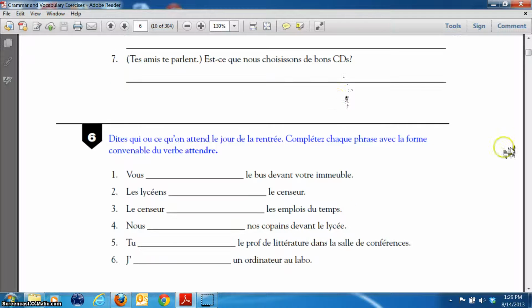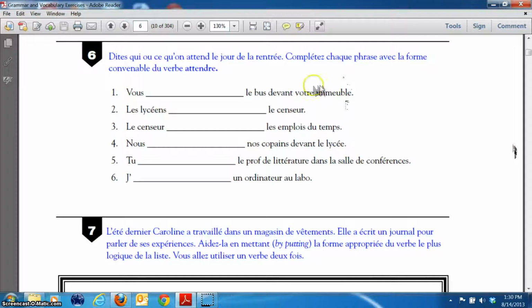And then moving on, we have a section of RE verbs. So again, take off your RE, and what are people waiting for? Attendre means to wait. So we're going to say vous attendez, and the ending would be easy. Vous attendez le bus devant votre immeuble. You wait for the bus in front of your apartment building. Okay? So these are not questions, so you're not changing perspective here. You're going to keep the subject they give you. Okay? All right, go ahead and finish up your exercises.